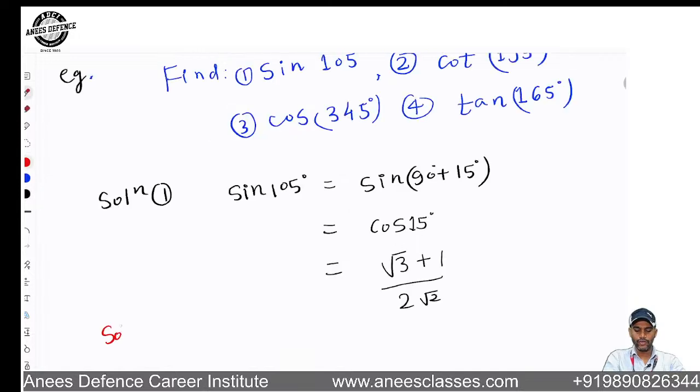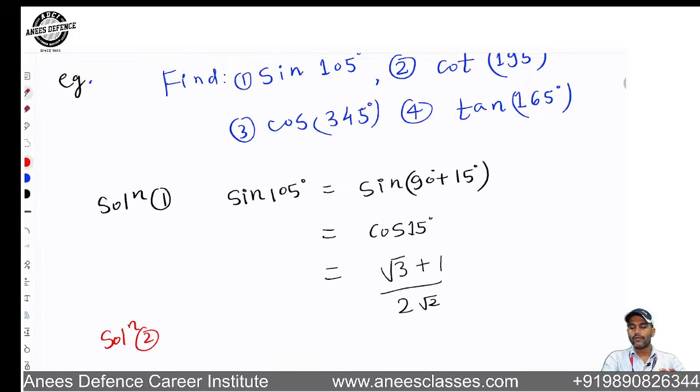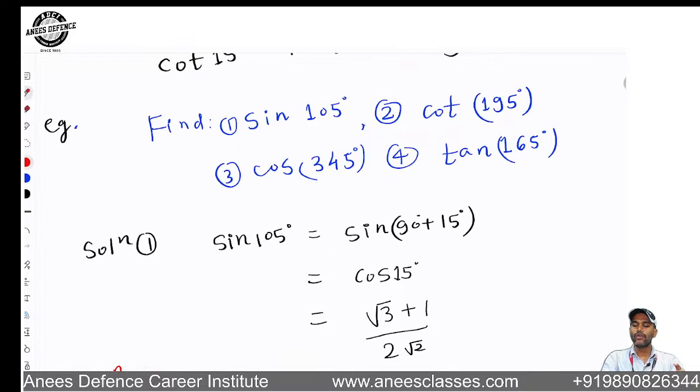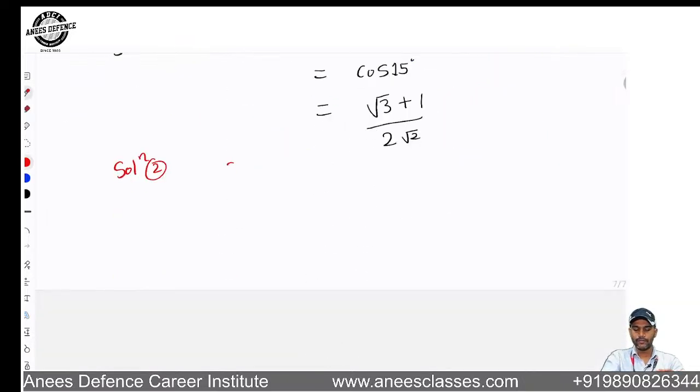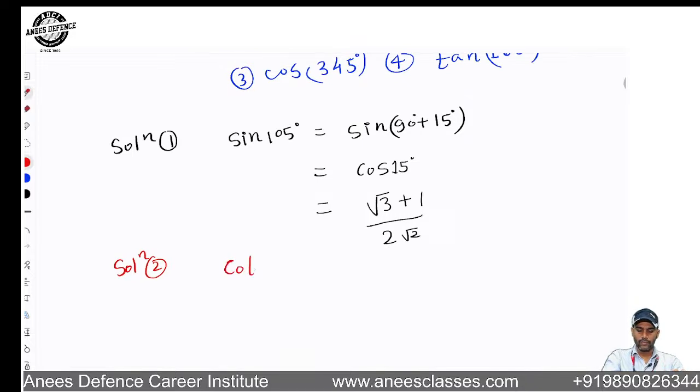How can we solve it? Solution number 2, very easy. We are supposed to find out cot 195. What can I write? Cot 195 can be written as, tell me, 180 plus 15. Yes or no? So cot 195 can be written as cot of 180 plus 15.